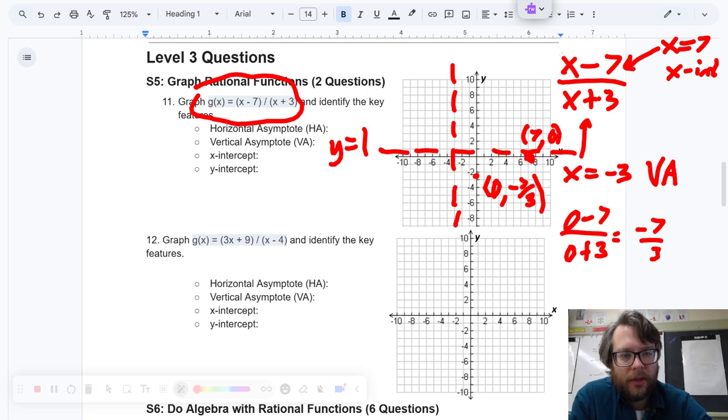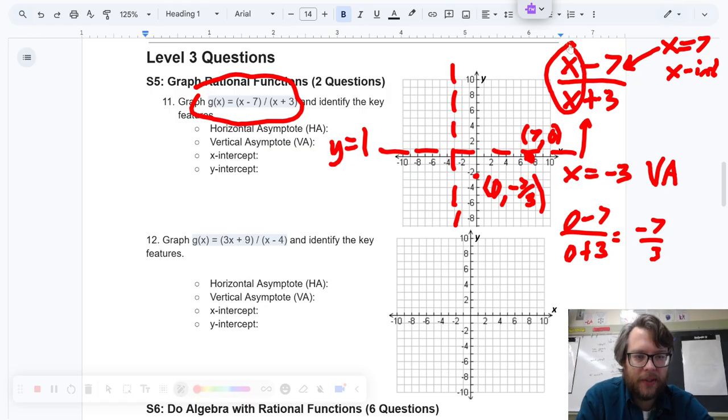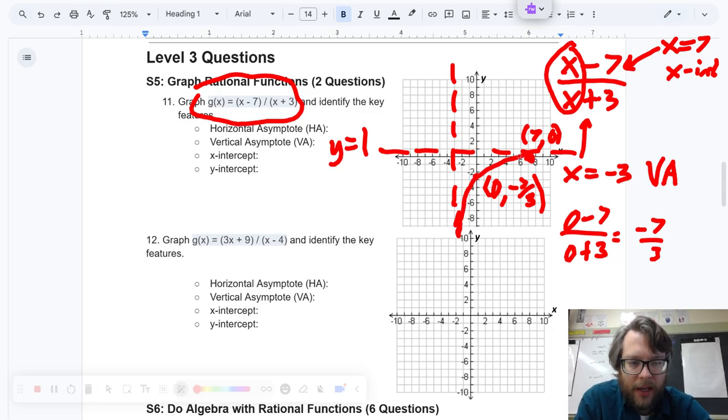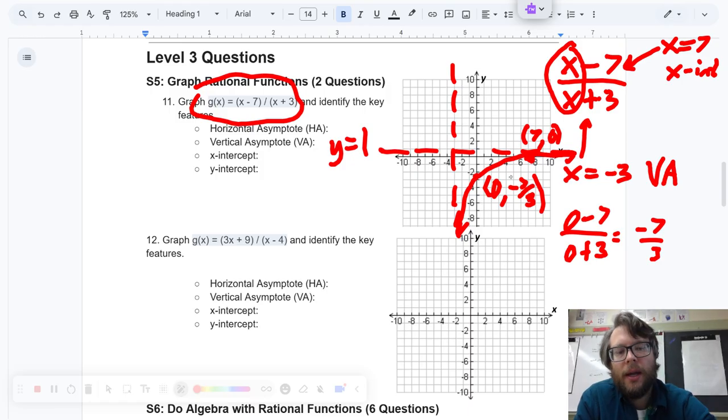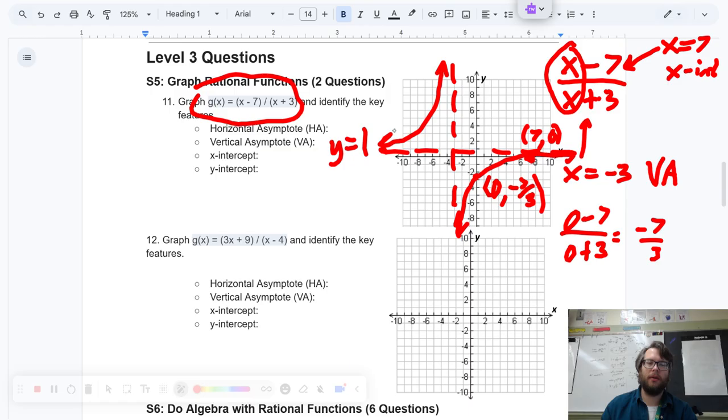Some people like the shortcut of just looking at the ratio of the leading terms. The leading terms are x and x, and if you did x divided by x, you get 1. So what that means is I have to hit my 2 dots there, flattening out at y equals 1. And then I mirror that shape up here. And of course, you can check your answer by looking at a graphing calculator.